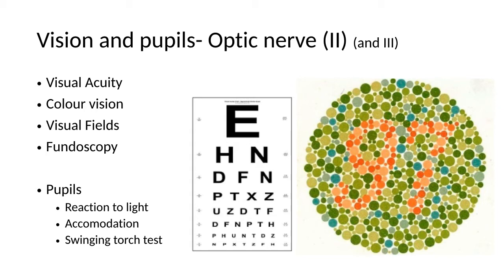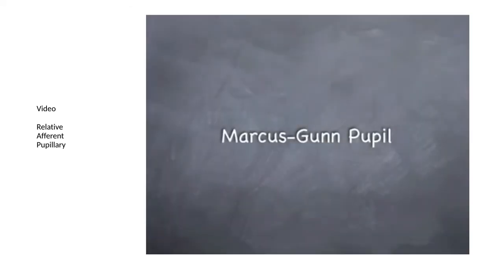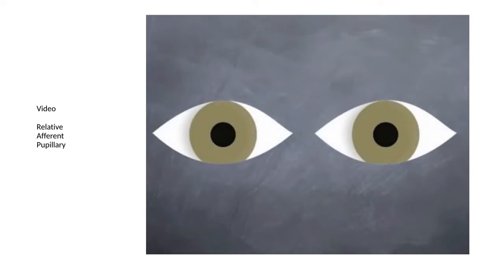And then there's this swinging light test, which the video on the next page, I think, explains very clearly, so I'll just let that play for now. Hi, today we're looking at relative afferent pupil defects, or RAPD. This is also sometimes referred to as Marcus Gunn pupil. First, we compare its clinical appearance with that of normal pupils, and also that of a complete afferent pupil defect.